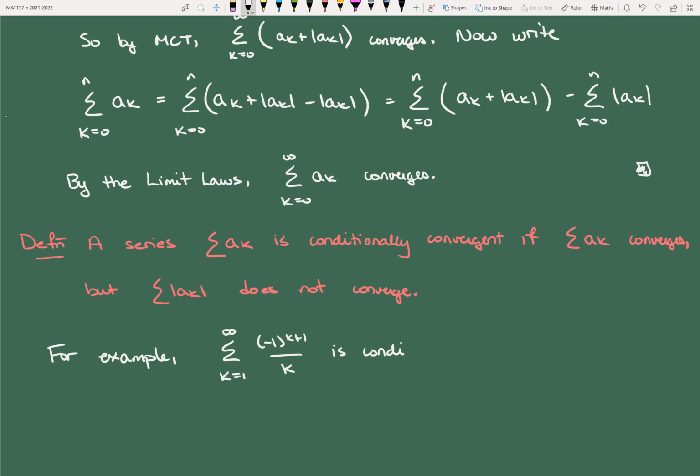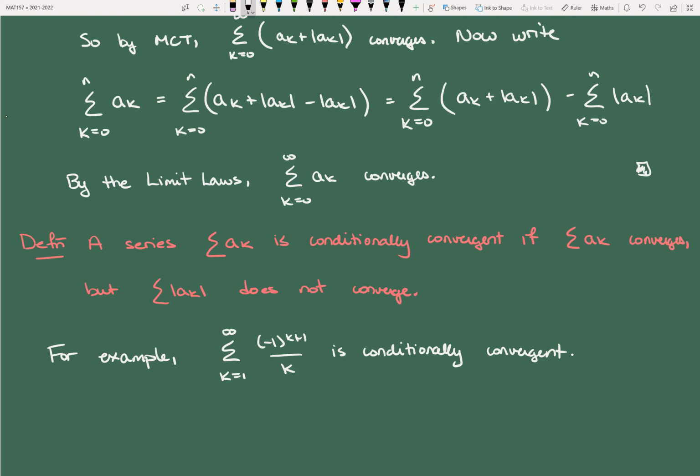This is conditionally convergent. Right, because it converges, but if we take its absolute value, we get the actual harmonic series. And we know that the actual harmonic series does not converge, right? So it converges, but it does not converge absolutely.